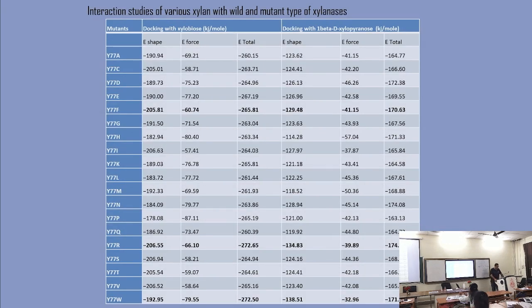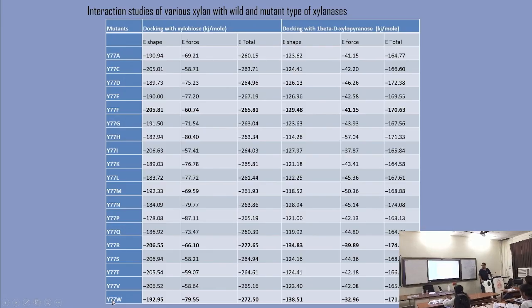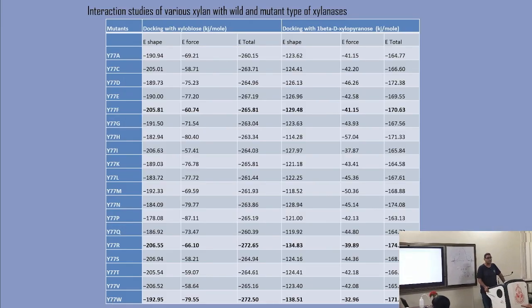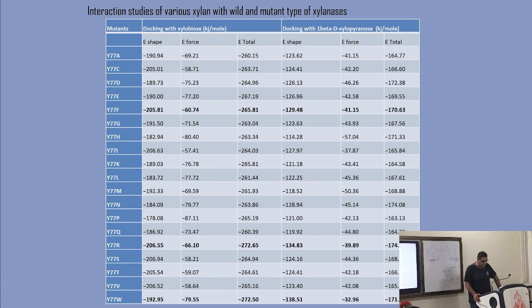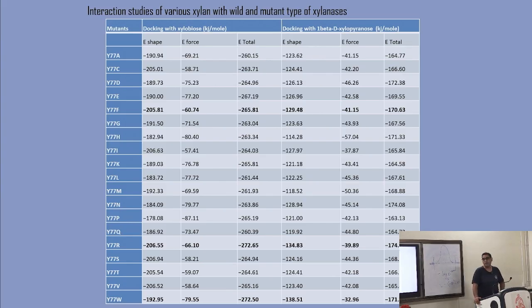So if you see, these are the various mutants which we have generated online, and these are the docking studies with wild type and mutant xylanases. Here we got the Y77F mutant, along with Y77R and Y77W. These are the crucial mutants generated through in silico tools, and they show a better capability and capacity for xylobiose and xylopyranose. These are two substrates used for the pulp and paper industry, and also for the biofuel industry.